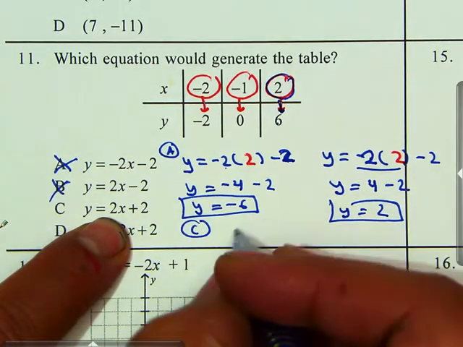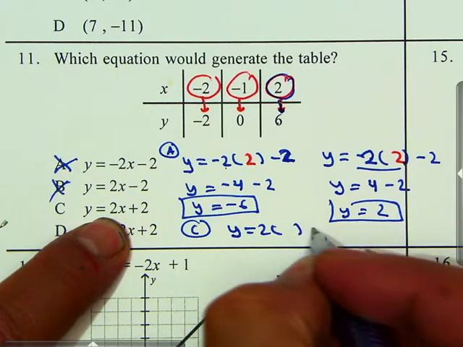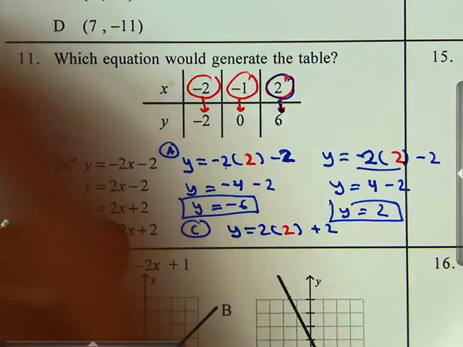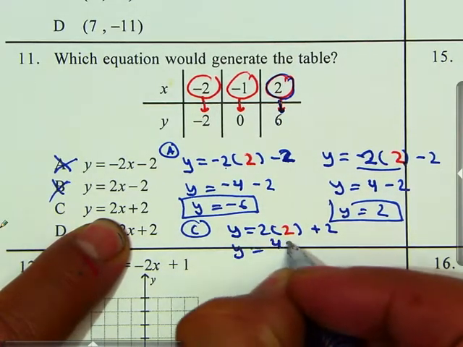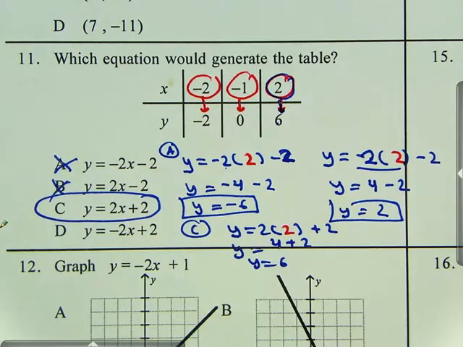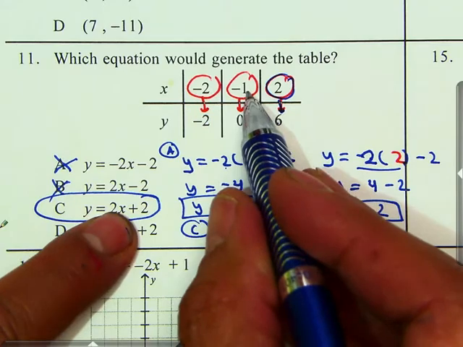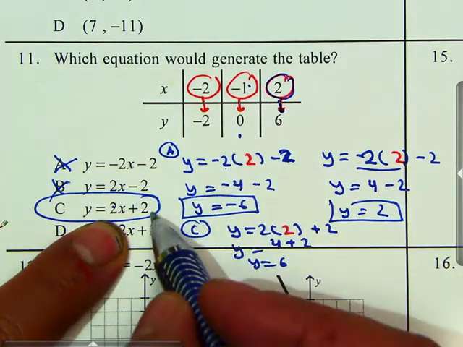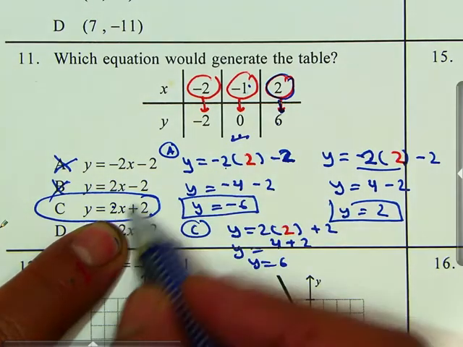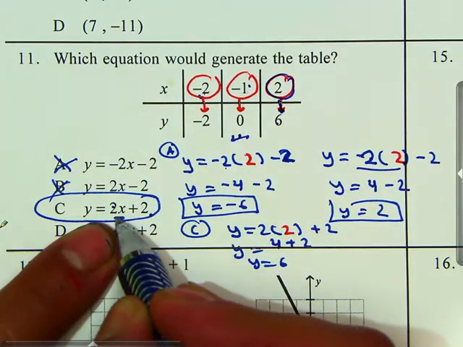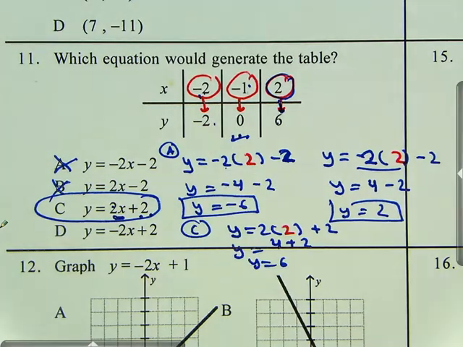Letter C. y equals 2x plus 2. I'm going to plug in a 2 and see if it gives me a 6. y equals 4 plus 2. y equals 6. So it seems like C is correct. If you plug in a -1, does it give you 0? 2 times -1 is -2, plus 2 is 0. Correct. And if you plug in a -2, it should give you -2. 2 times -2 is -4, plus 2 is -2. So therefore, C is your answer.